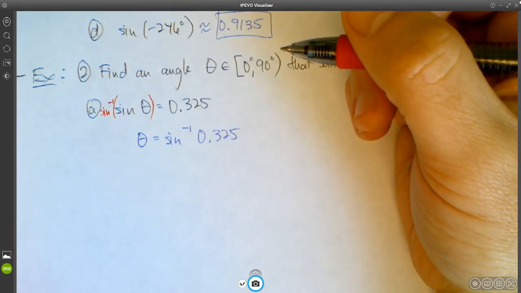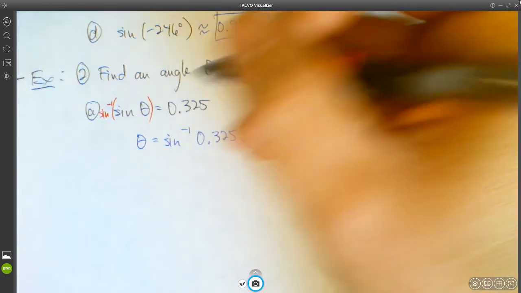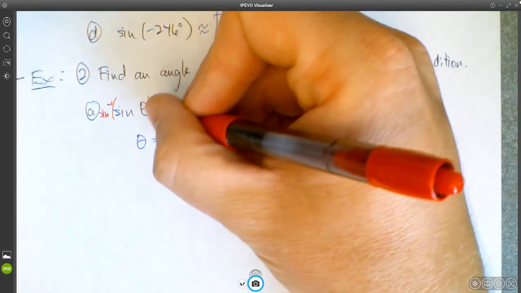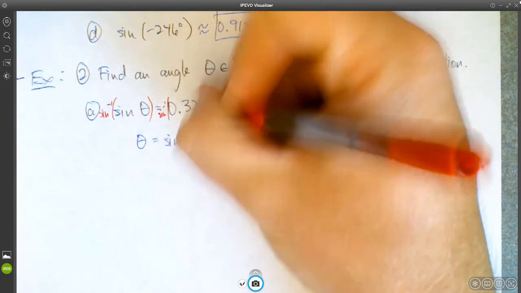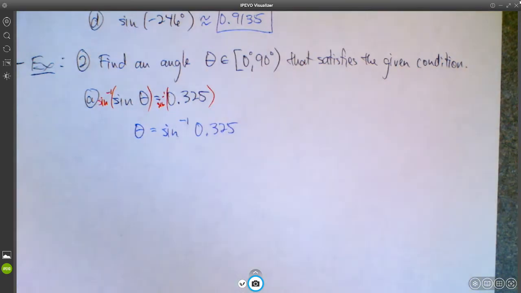It's not true that you can just divide both sides by sine. That doesn't even make any sense. I'm saying that because a lot of students will do that. It's not correct. You want to take sine inverse of both sides. That's how you get rid of sine, is by taking sine inverse.